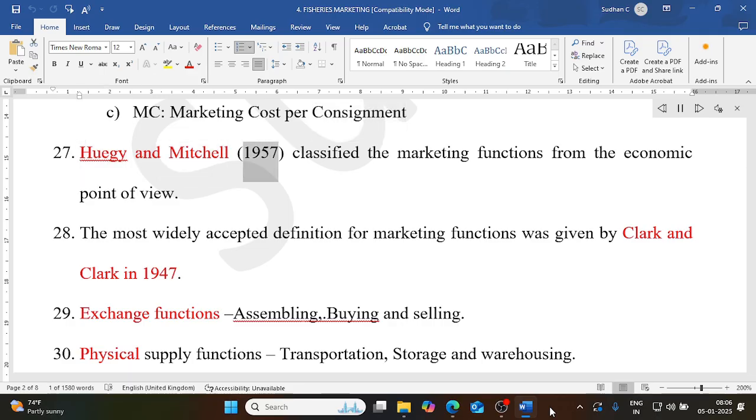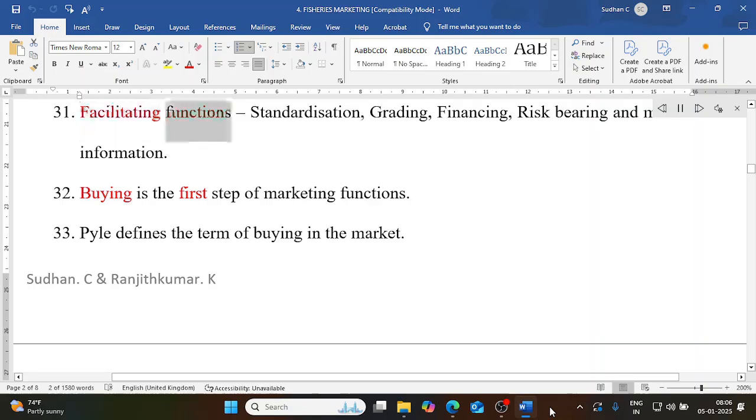Hughes and Mitchell, 1957, classified the marketing functions from the economic point of view. The most widely accepted definition of marketing functions was given by Clark and Clark in 1947. Exchange functions: assembling, buying, and selling. Physical supply functions: transportation, storage, and warehousing. Facilitating functions: standardization, grading, financing, risk-bearing, and market information. Buying is the first step of marketing functions.